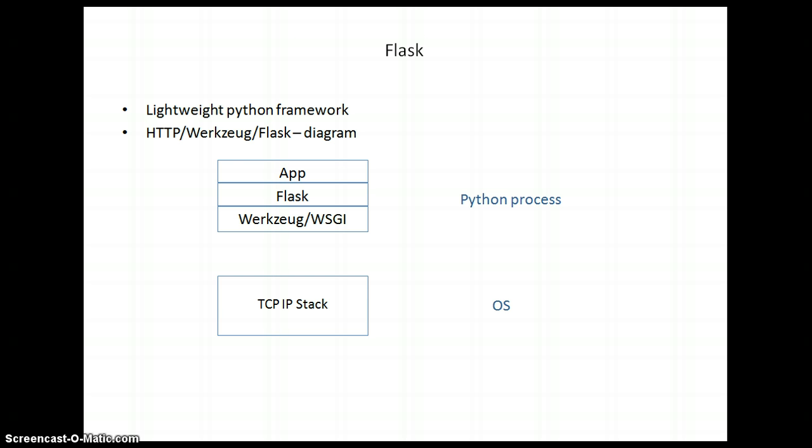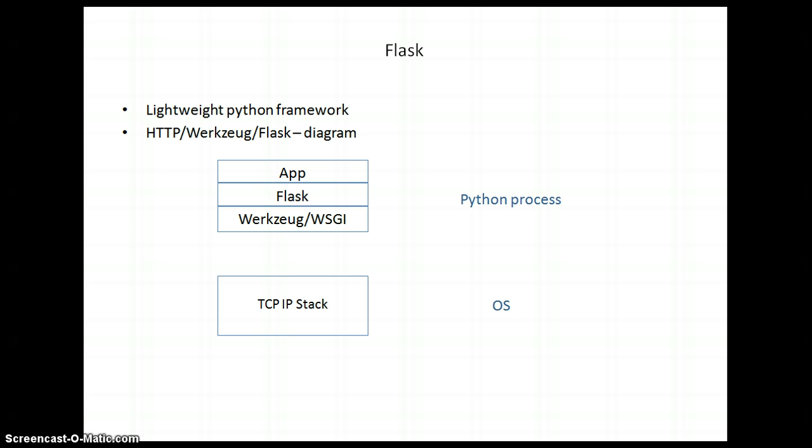So when you're actually running Flask on your system, you have your TCP/IP stack, your OS, which is running, and then on top of that you have a Werkzeug layer, followed by a Flask layer, and then on top of everything is your application. The application accesses Flask through a method call, and Flask can access Werkzeug also through method calls.